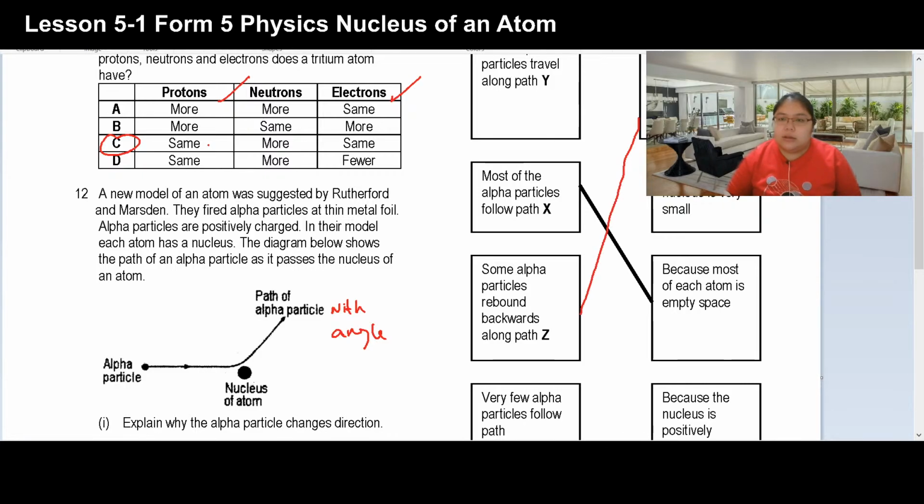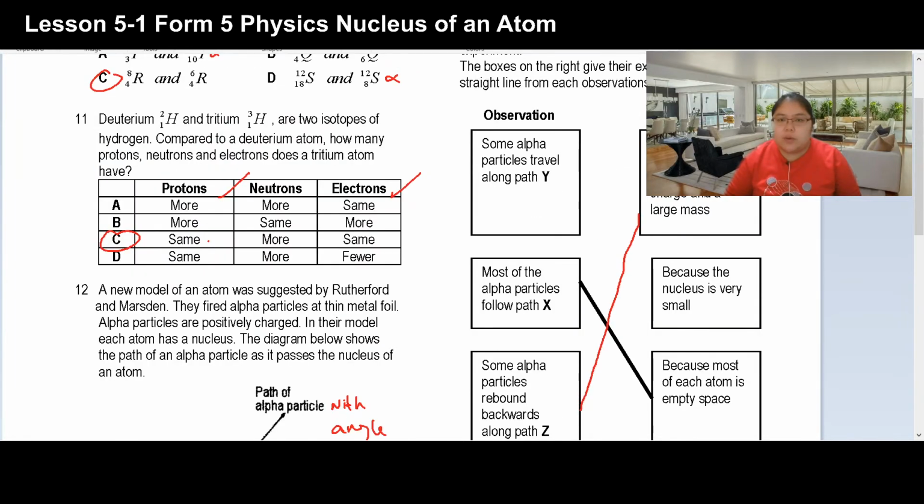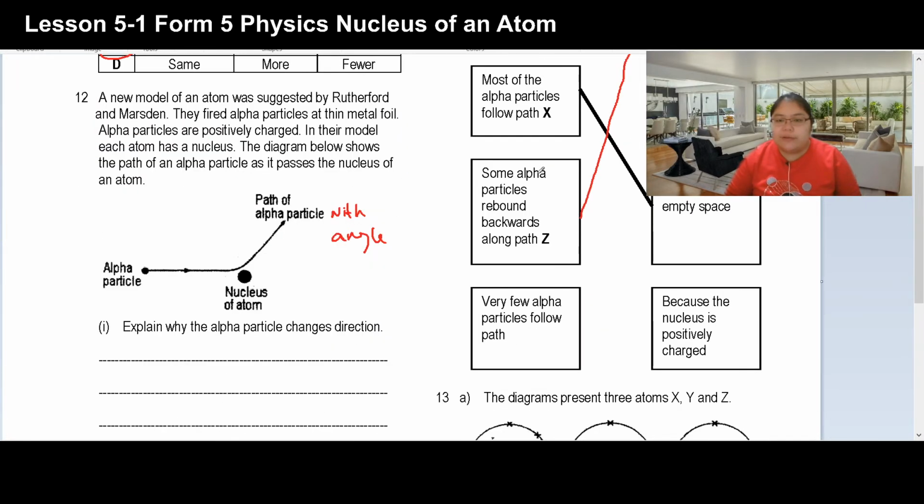Okay, number 2, because the nucleus is very small. The nucleus is very small because it goes straight. So we find the nucleus becomes very small, is it? So we're going to choose some alpha particles travel along the path Y. No, path Y is deflected. Very few alpha particles follow the path. Okay, some follow the path, meaning they go straight. So from here we prove there's a very small nucleus at the center.